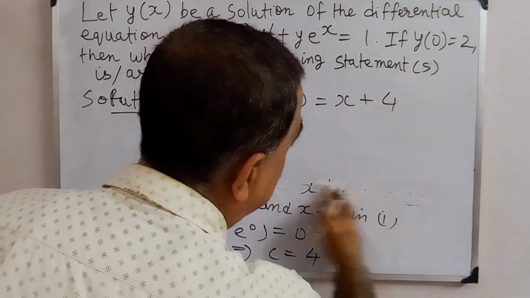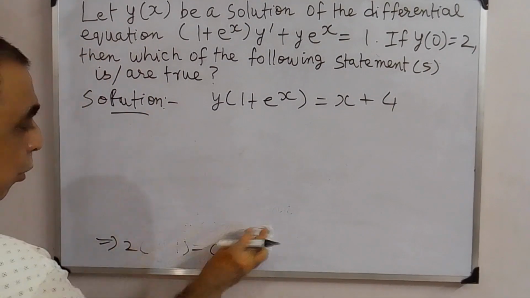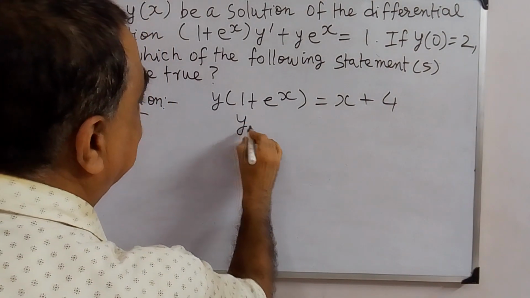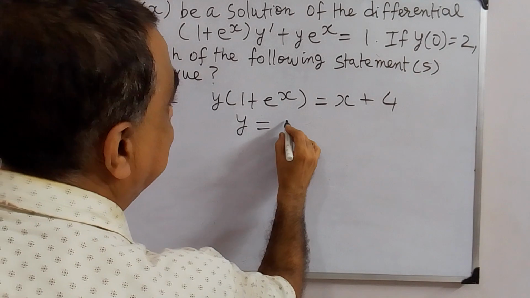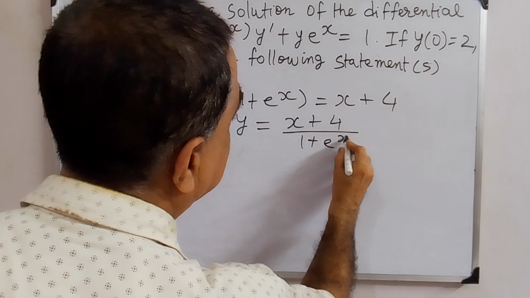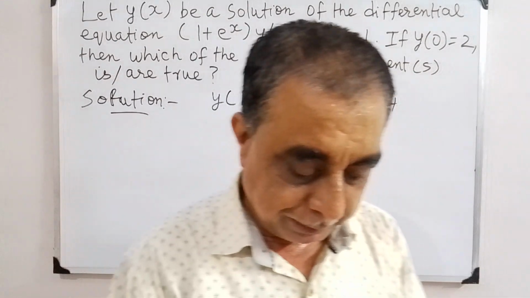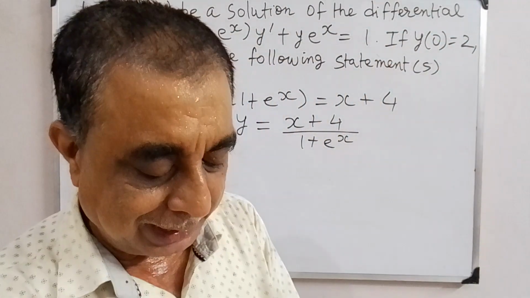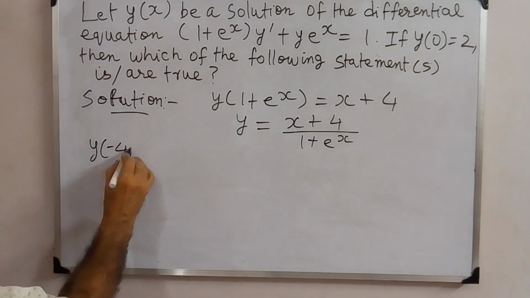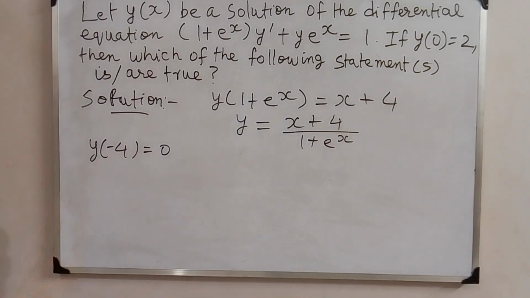Okay. Now here the solution becomes this. So now we have to see the options. Okay, so I am converting this into this form. So this becomes y is equals to x plus 4 divided by 1 plus e to the power x. So now we will check what the options given. So A was telling us that when x, here it was given y minus 4 is equals to 0. That means when the x value is minus 4, the y value is 0.